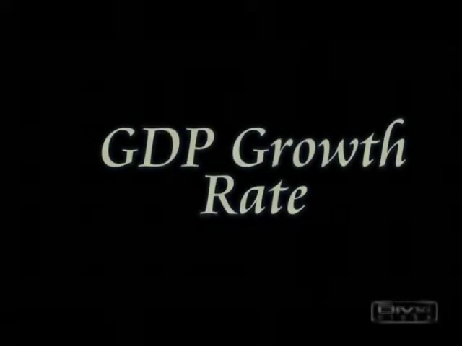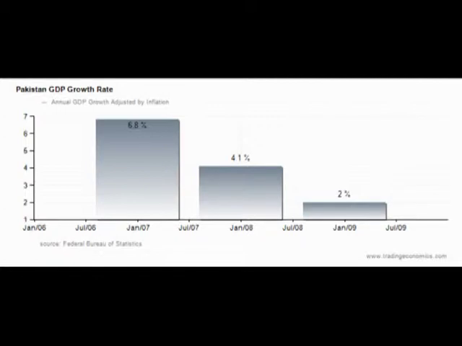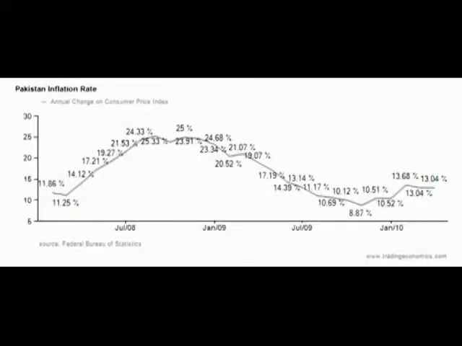Economic growth is the increase in value of goods and services produced by an economy. Pakistan's gross domestic product expanded 2% over the last year. The Pakistani gross domestic product is worth $168 billion according to the World Bank. Inflation. The word inflation refers to a general rise in prices. The inflation rate in Pakistan was 13.04% in March of 2010.